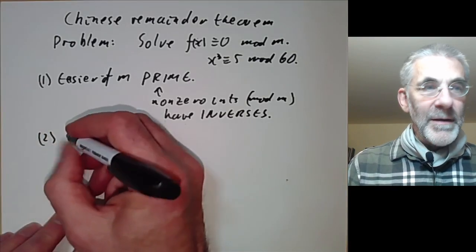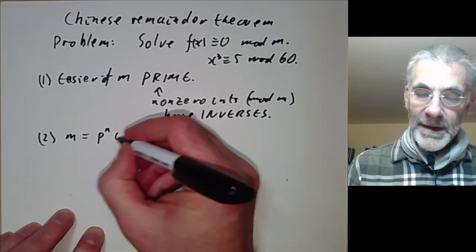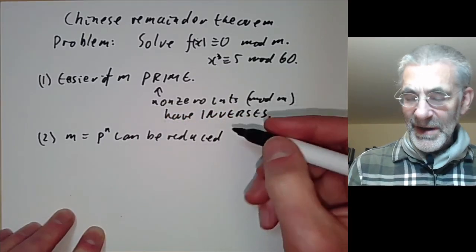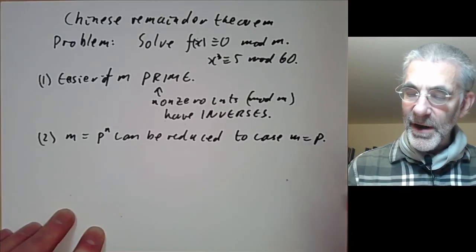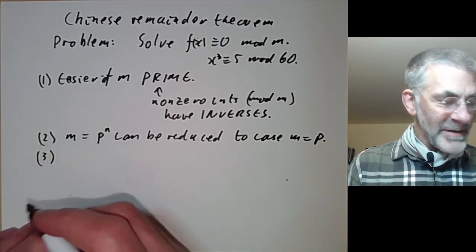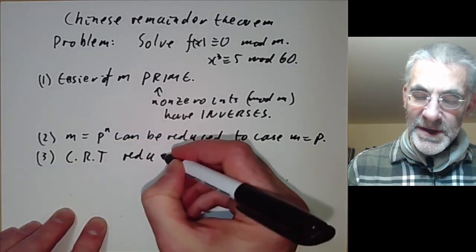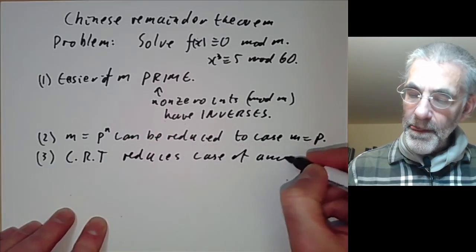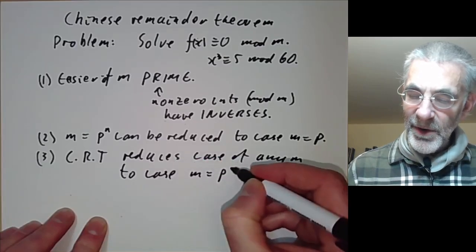Secondly, the case when m is a prime power can be reduced, well, it can quite often be reduced to the case where m is a prime. I might talk about this a bit in a later lecture. Thirdly, the Chinese remainder theorem reduces the case of any m to the case when m is a prime power.